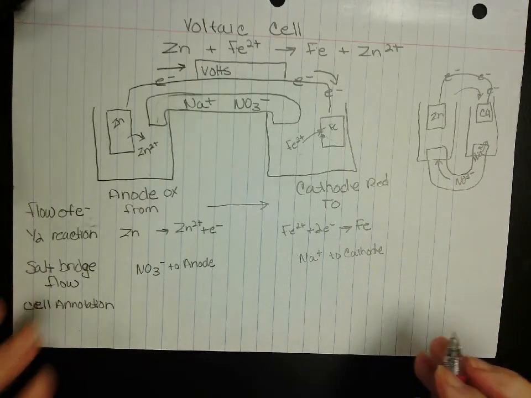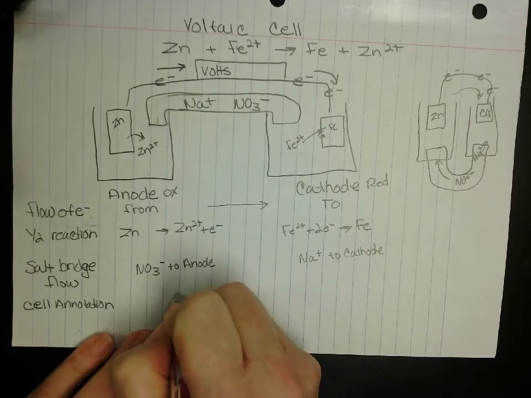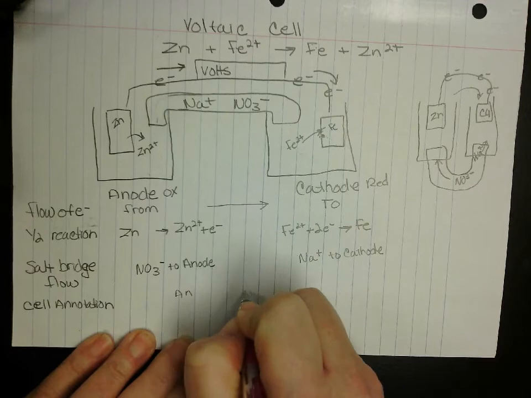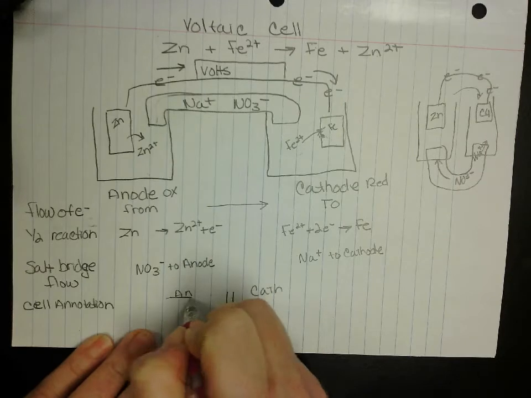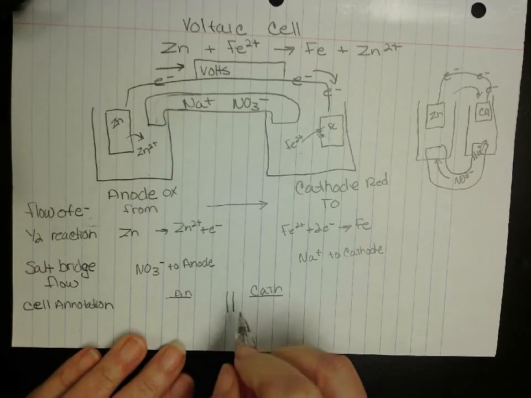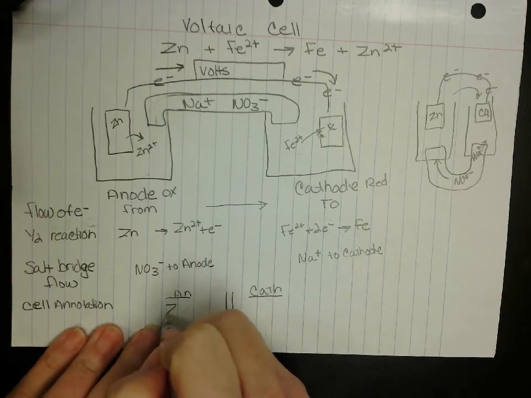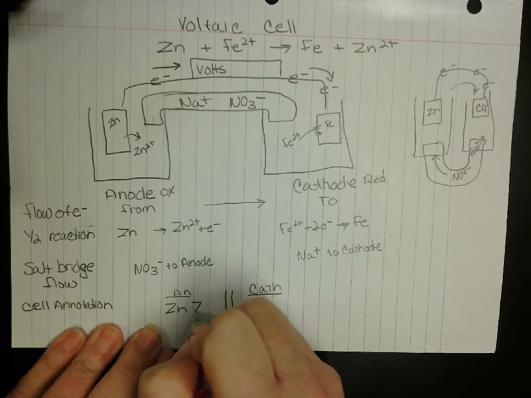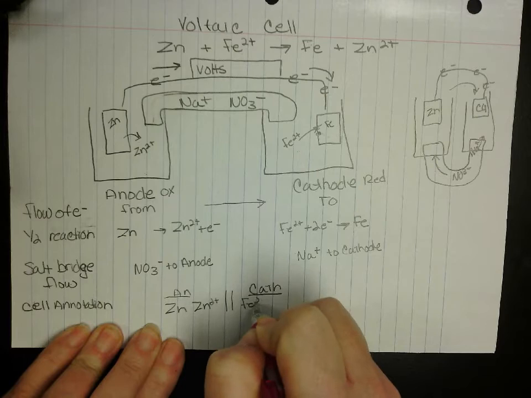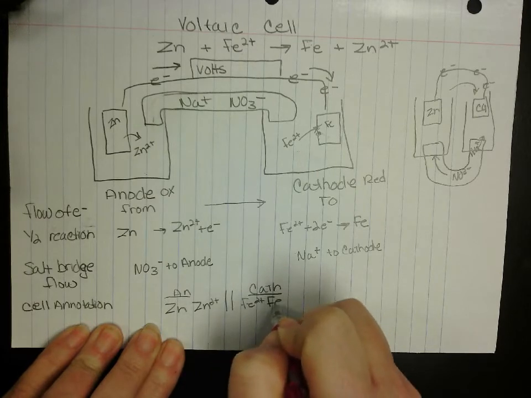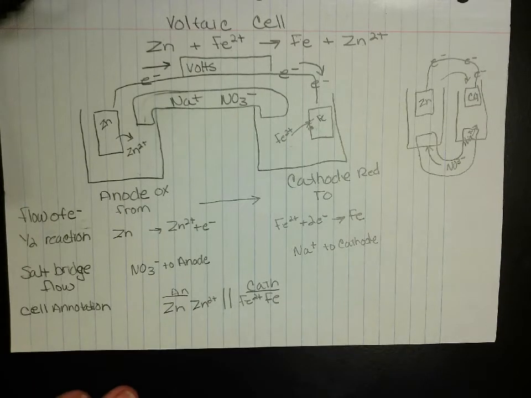Okay, now there's something called the cell notation, and basically we have the anode side, just like I do here, anode, double line, cathode, and you don't need to write these words, I'm just putting them there so you know. And instead of writing this out like this, what they do is they say zinc goes to zinc 2+, and iron 2+ goes to iron, and that's a cell shorthand notation or cell notation.